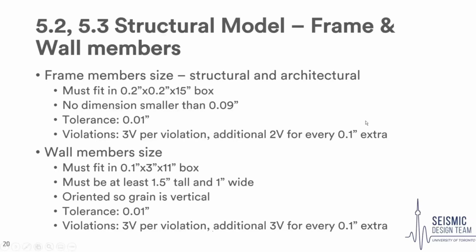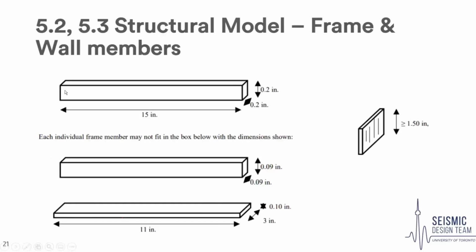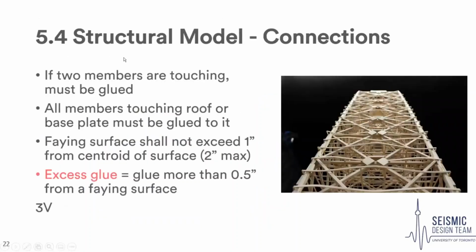And you can see what I mean by the boxes. They don't have a box where they cut your member out and check it. They're just going to measure this with calipers or with rulers. So your frame members have to fit in this 15 by 0.2 by 0.2 box. They can't be smaller than 0.09 by 0.09. This is what your wall members can fit in, 11 by 3 by 0.1, and then you need that grain to be vertical, which is what those lines are intended to show, and then it has to be at least 1.5 inches tall.